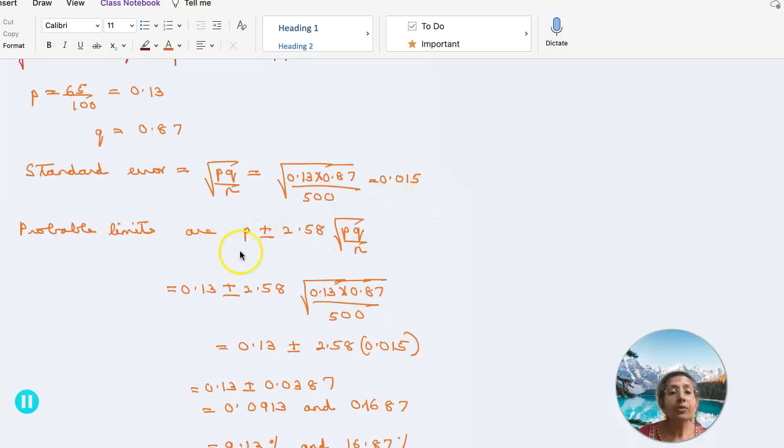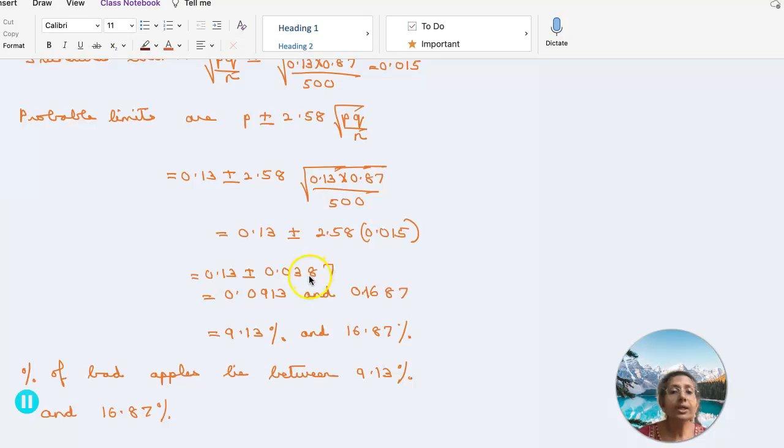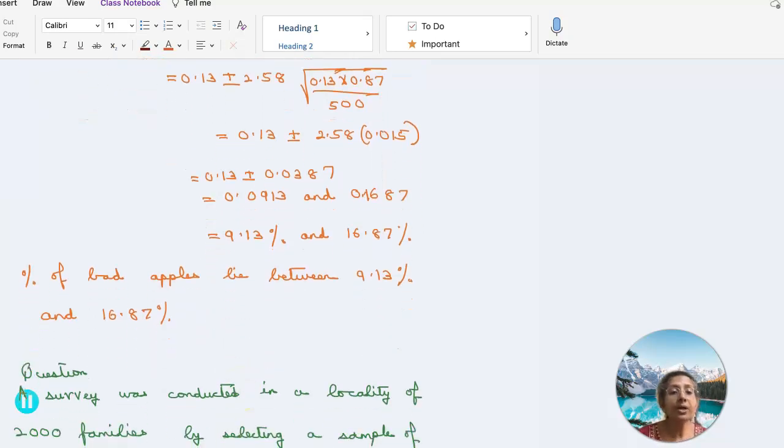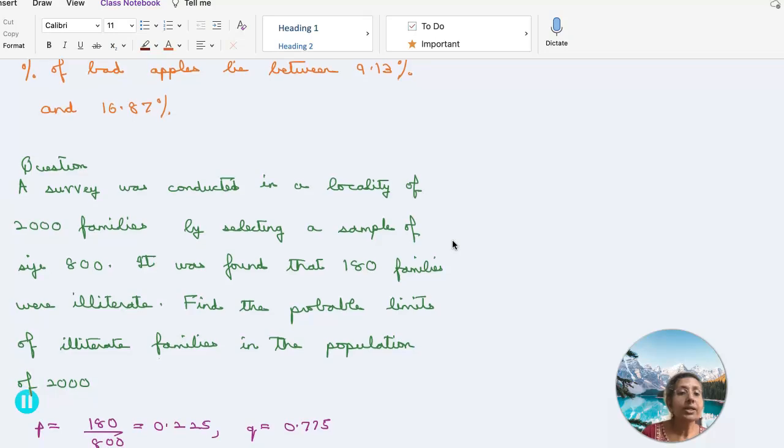So what is the formula for probable limits? p plus or minus 2.58 root pq by n. Substituting, you get 0.13 plus or minus 0.0387, which is 0.0913 and 0.1687. You want to find the percentage of bad apples, so multiply by 100. That will be 9.13% and 16.87%.